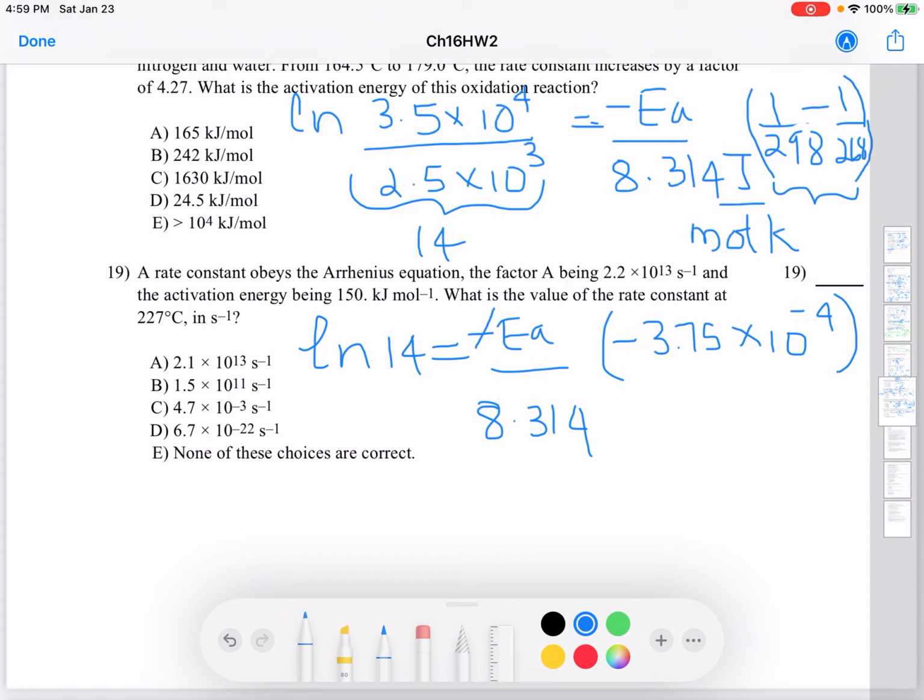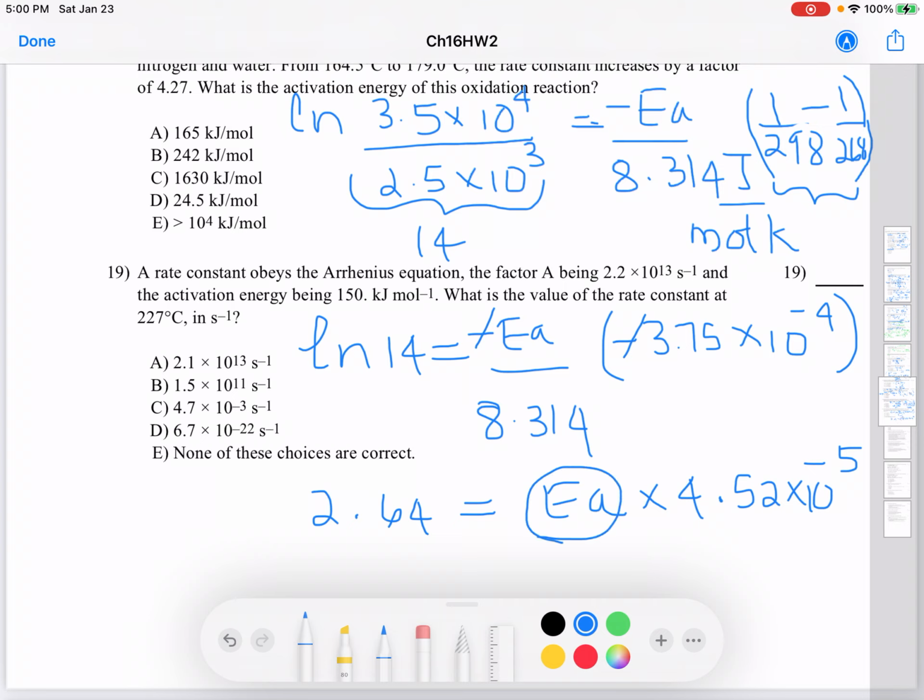So the negative will get cancelled. 3.75 times 10 to the negative 4, you divide it by 8.314. So you will get a number. ln 14 would be 2.64, and from the other side it would be activation energy times, when you divide this number, 4.52 times 10 to the negative 5, and then you can find the activation energy.